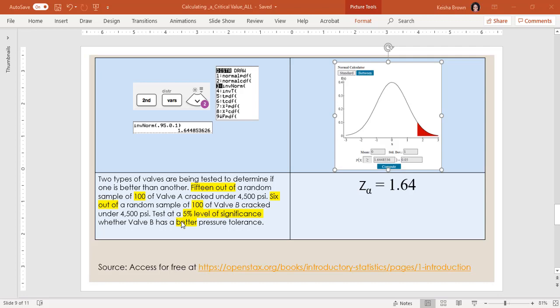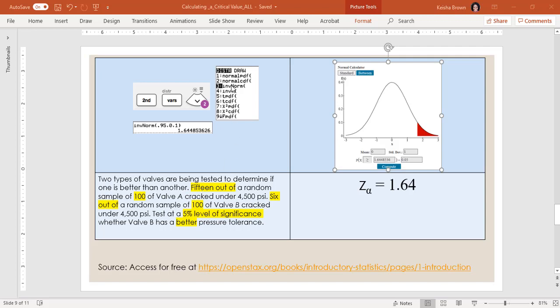So what does better mean in this case? So you need to go back and look at the numbers. So for valve A, 15 out of 100 cracked. And I'm assuming that cracking is not a good thing. And then 6 out of a random sample of 100 cracked for valve B. So valve B, they already have a smaller proportional value that's cracked. So if we're testing whether one is better than another, we're looking to see if valve A cracks more often than valve B. So this is going to be a right-tailed test.